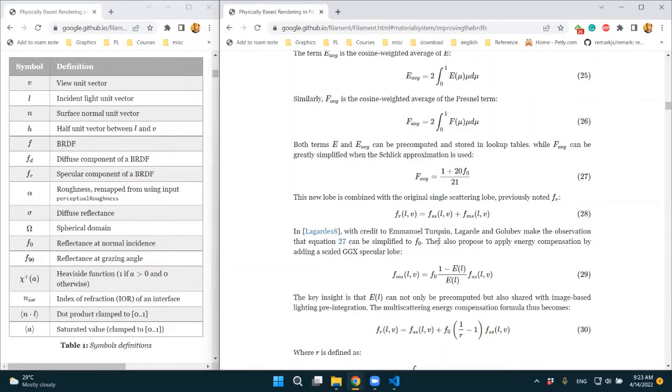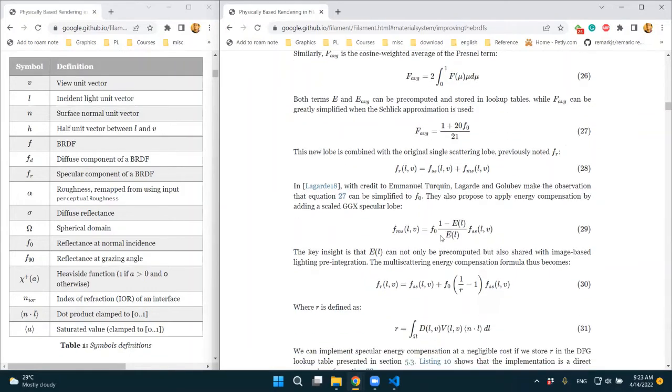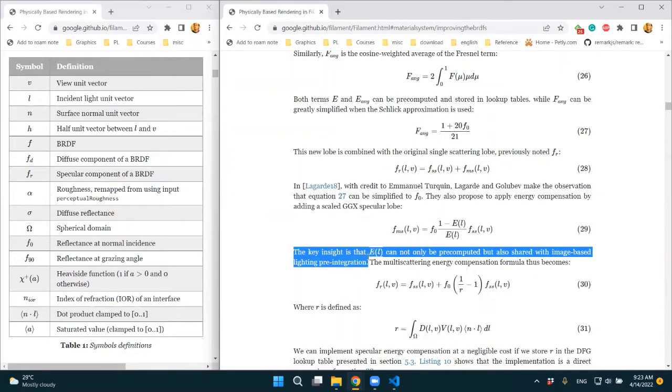Okay, and then we're further simplifying that back down to F0 equals 1? Or no, it's just F0. Oh, okay, it doesn't go that far. Right. It can not only be pre-computed but also shared with image-based lighting in pre-integration.